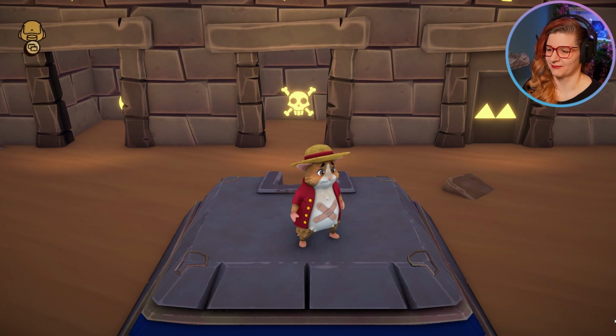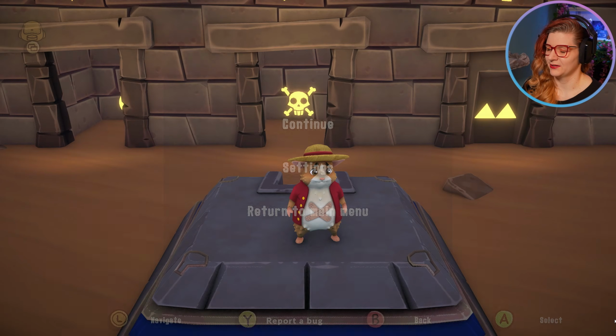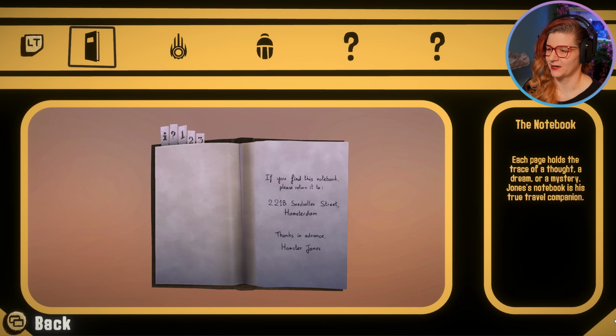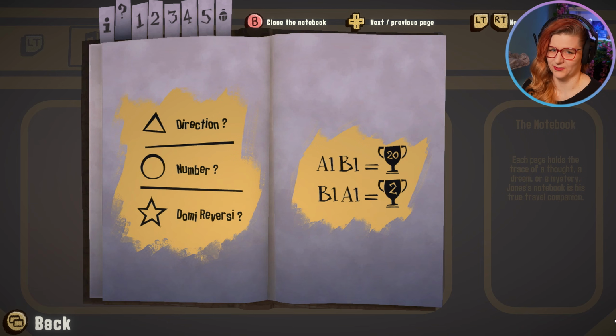Now, weirdly enough, I don't watch it, so I'm not super sure, but I've seen some art of it, and it reminds me of the anime One Piece, I think, which is interesting because when we found one of the clues on those yellow signs, right? Especially the ones for the language puzzle. It says direction number Domi Reversi. When I saw the Domi Reversi, I thought it might be Latin for something.